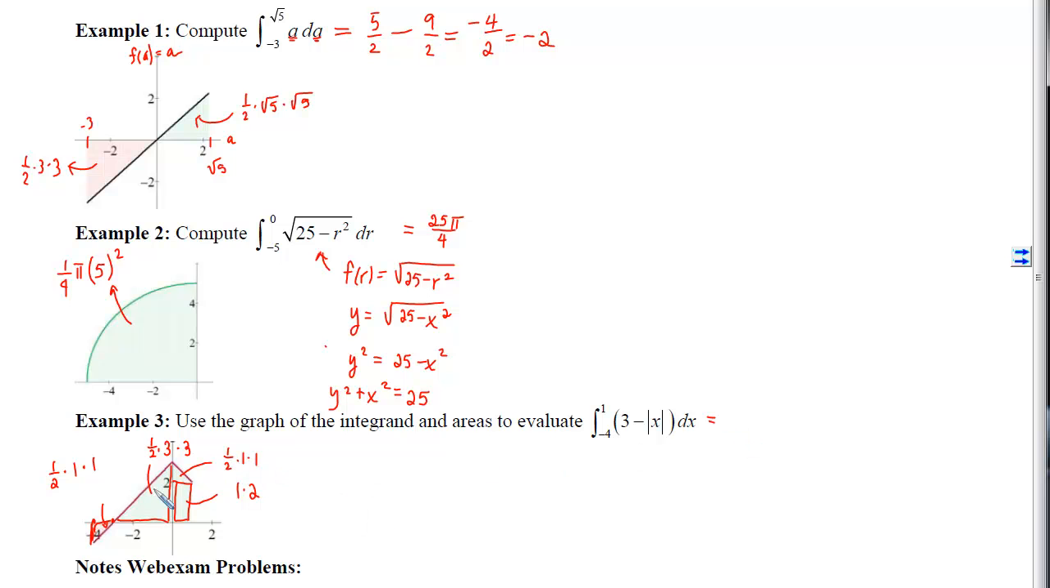So we'll end up with a positive accumulation that is 9/2 plus 1/2 plus 2, and we'll have a negative accumulation of 1/2 as well. So the 1/2 will cancel. I'll get 9/2 plus 4/2 gives me 13/2.